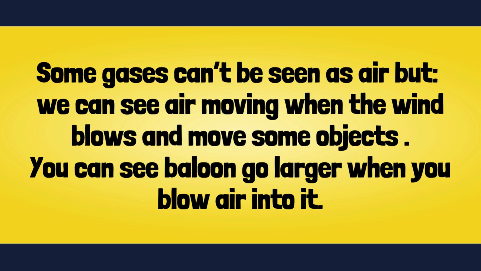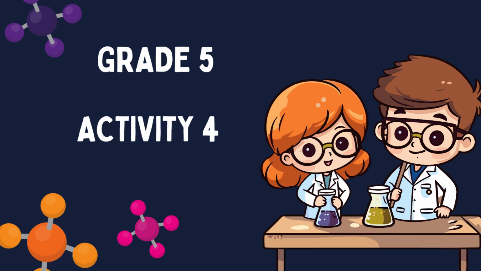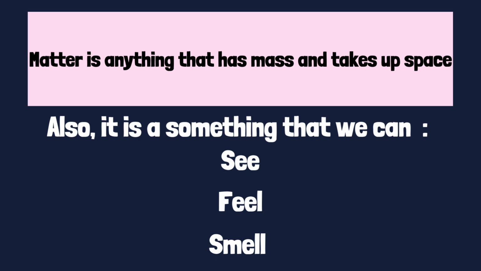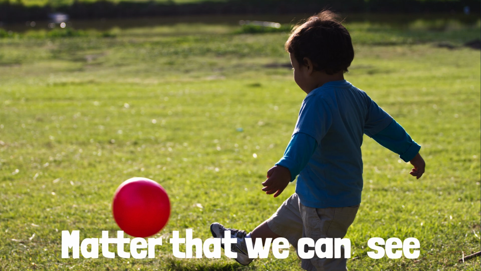Okay, here we have activity 4. As we know, matter is anything that has mass and takes up space, as it has volume. Also, it is something that we can see or feel or smell. It is an object that has mass. It has amount and takes up space, so we can see it or feel it or smell it. We have some examples, like matter that we can see, like this ball. We can see this ball, so this is matter. It has mass and it takes up space.